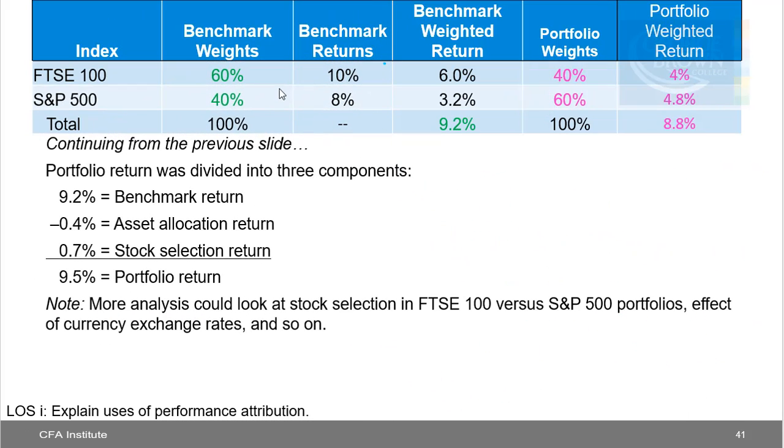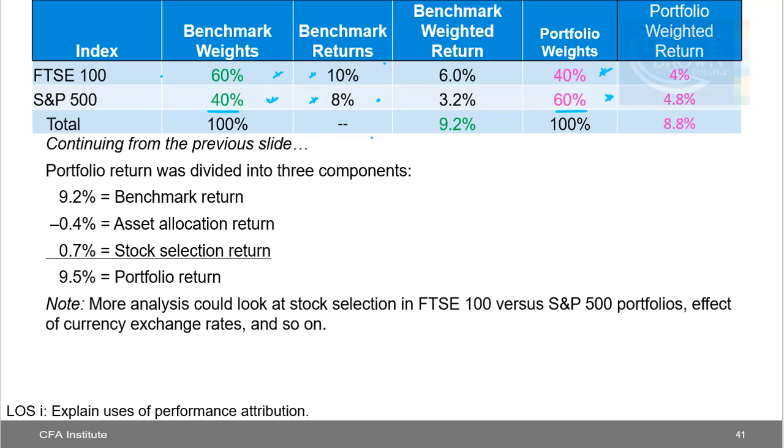So again, just following from the previous slide, there was a benchmark that is weighted 60% in the FTSE 100, 40% in the S&P 500, but then you had an active portfolio that took a different weighting decision and was weighted 40% in the FTSE 100 and 60% in the S&P 500. And then what happened during the year, the S&P 500 did not do as well as the FTSE 100. The return to the FTSE 100 was 10%, and the return to the S&P 500 was 8%.